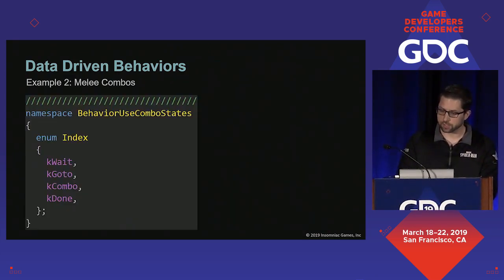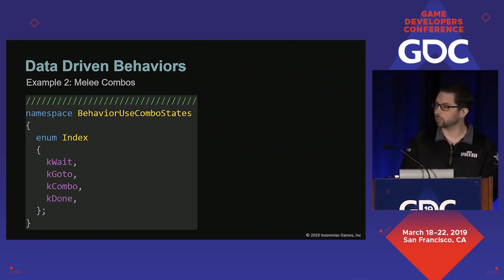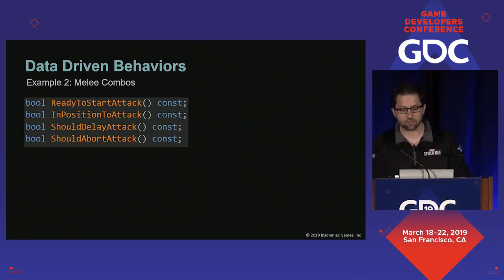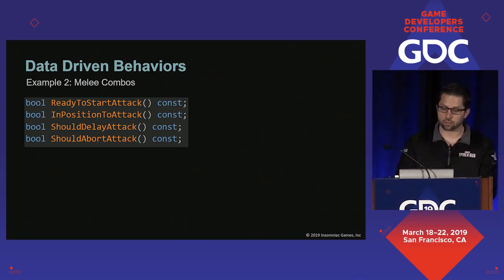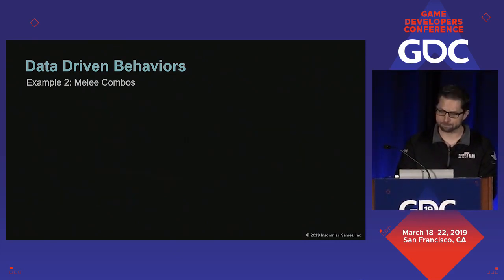So let's briefly look at it. It's really just a state machine. It can choose to wait to perform an attack, it can go to its target, it can perform a combo move, and at some point it will end. It has its own functions for determining what state it should be in based on the data in the move container, and it also does things for us like setting hit react immunities while the attack is active or starting cooldowns at the correct time.